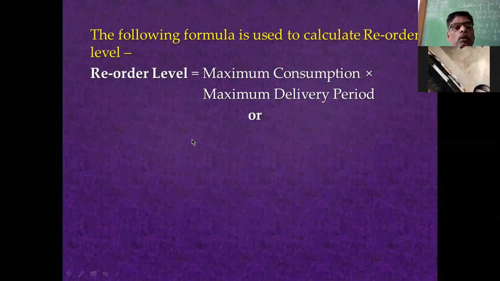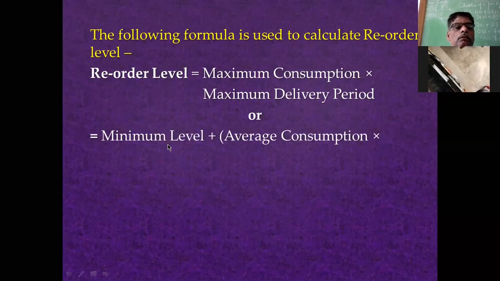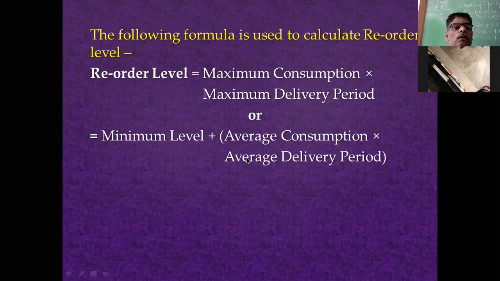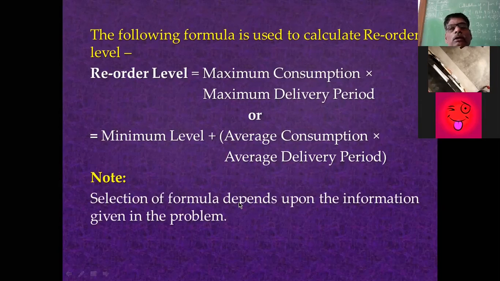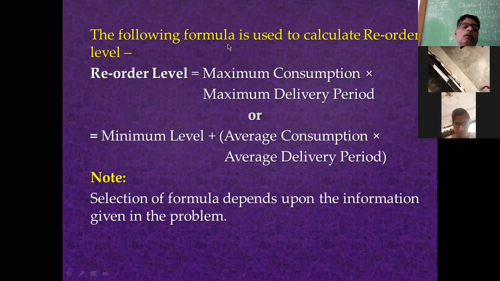Or otherwise you follow the second equation. Second equation is minimum stock level plus average consumption into average delivery period. This is the conversion of minimum stock level equation. It is the converted equation of minimum stock level. Okay. You have to solve the problem based on the given information. The first equation is important one. If the first equation is not available, you follow the second equation. Okay. This is reorder level.